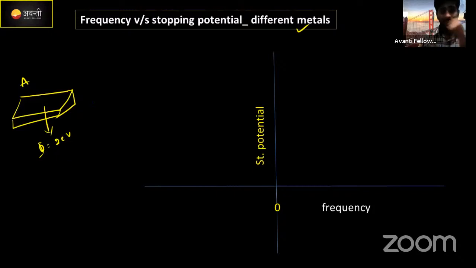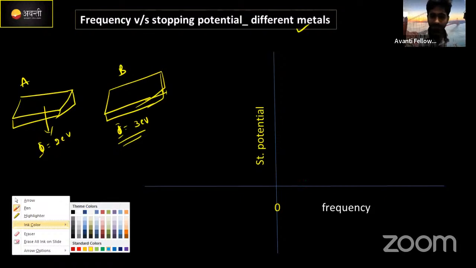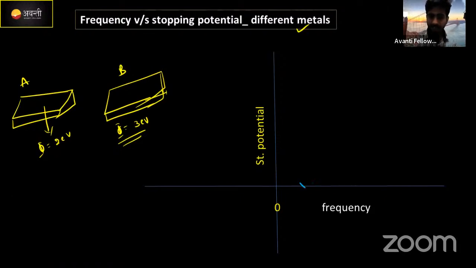I'm going to take another metal, metal B. The work function of metal B is also not the same. It changes from metal to metal. Its work function is 3 electron volt, meaning the work function is increased here. Then the stopping potential is also different for different metals, and the frequency required for the photoelectric effect is also different here.